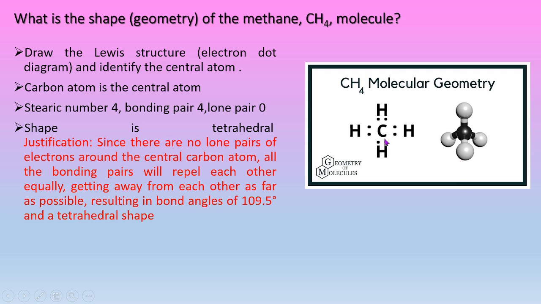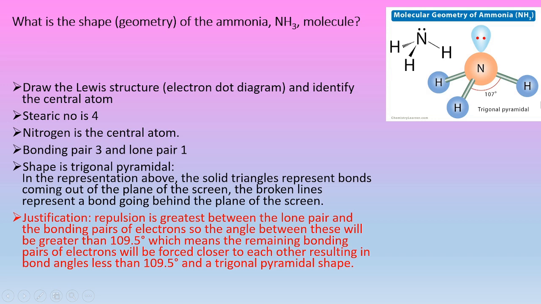Here again the carbon is the central atom. Steric number 4. Bonding pair 4. And there is no lone pair. So the angle is tetrahedral, the angle is 109.5 degrees. Then again ammonia: the steric number is 4, bonding pair 3, lone pair 1. So there is a repulsion between the electron pairs and the bond angle is 109.5 degrees with a trigonal pyramidal shape. So 3 bonding pairs, 1 lone pair and the steric number is 4.